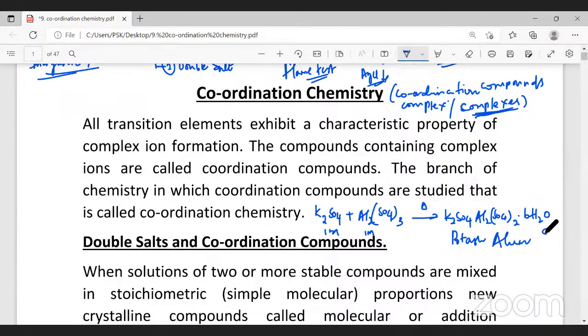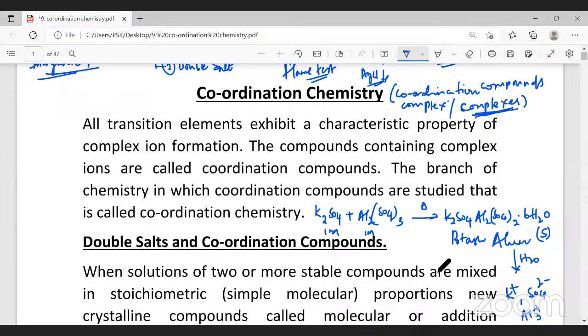Now, this is a solid. If this double salt is dissolved in water, it will dissociate to form potassium ion, sulfate ion, and also aluminum ion. Now, the question is, what is the confirmatory test for sulfate? Sulfate radical is confirmed by adding barium chloride. When you add barium chloride to sulfate radical, you get a white precipitate.